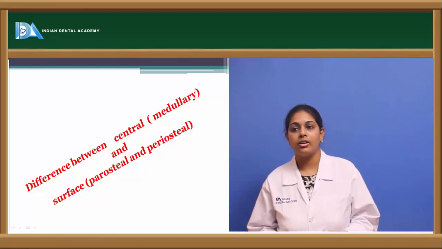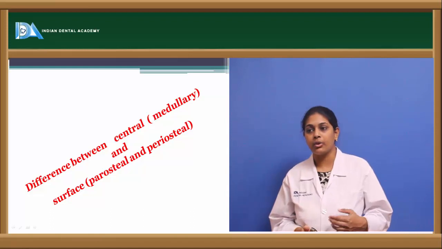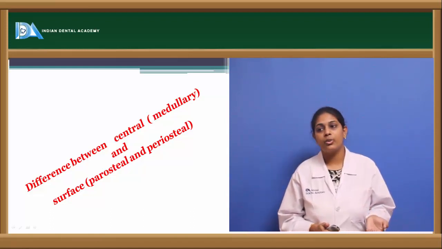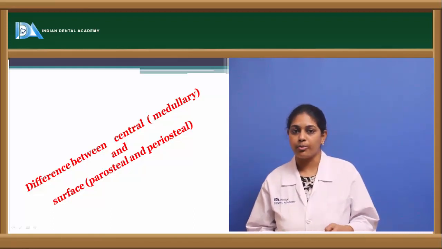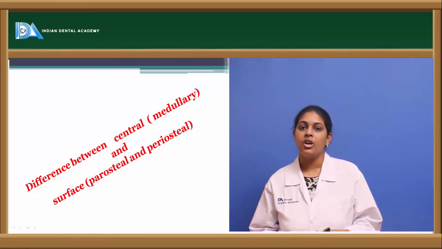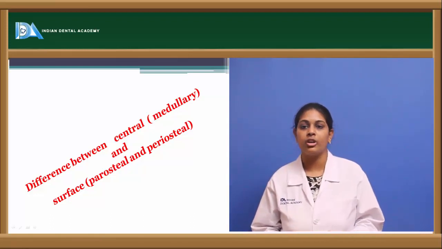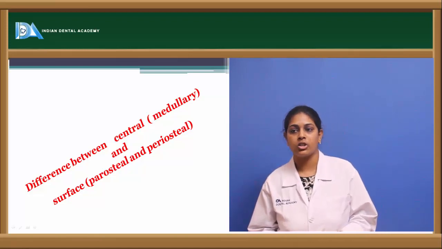Most commonly, the central type involves the metaphyseal region, whereas the surface type involves the metaphyseal as well as the diaphyseal region. Both of them can be involved. Coming to the pathogenesis, most commonly it is primary, showing genetic factors. It could be mutations in the retinoblastoma gene or the tumor suppressor gene.